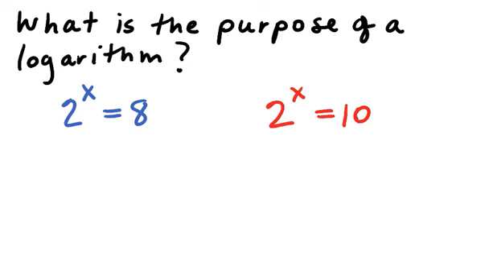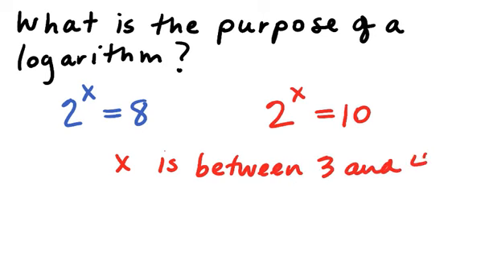Well, I know it's going to have to be bigger than 3 because 2 to the 3 gets you 8. I need more than that. And it's got to be smaller than 4 because 2 to the 4 is equal to 16. So at this point, all we can say is x is somewhere between 3 and 4. And I feel like it's probably closer to 3 than 4 because 10 is closer to 8 than 16. But other than that, we don't really have anything else to say about it.